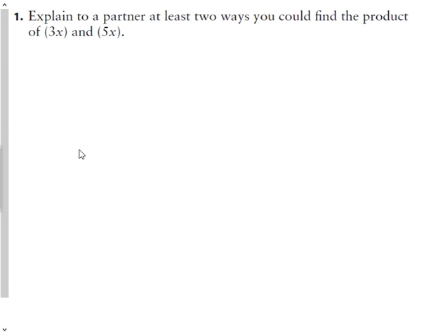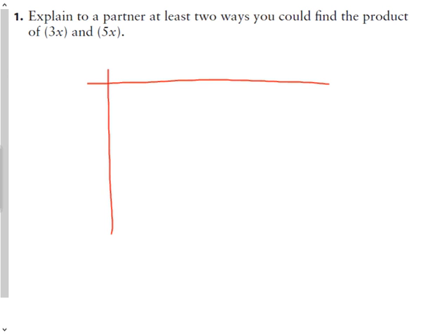All right, these are the questions from 7.1 in your Math Links Grade 9 book on multiplying monomials by monomials. The first question says, explain to a partner at least two ways you could find the product of 3x and 5x. Well, the first way that we learned was to model it.